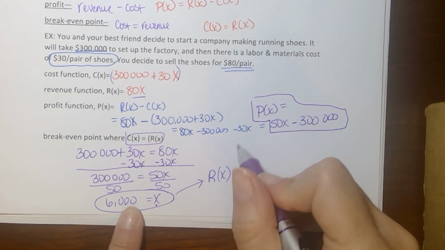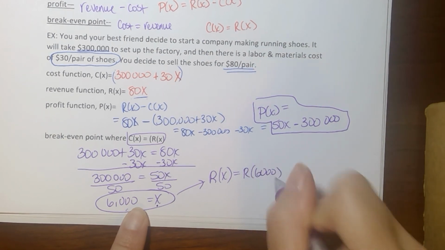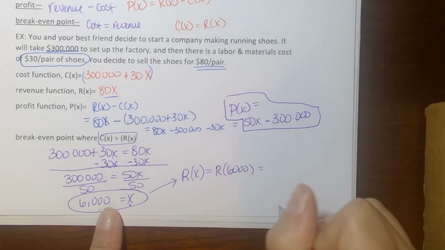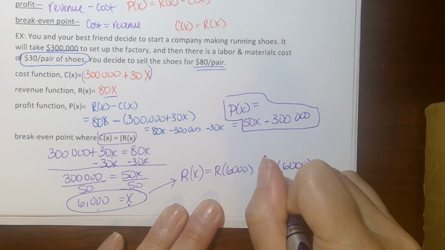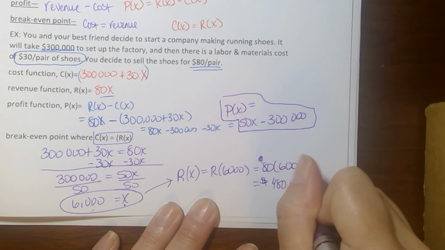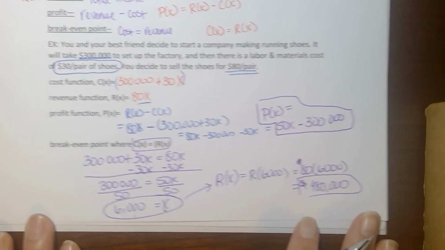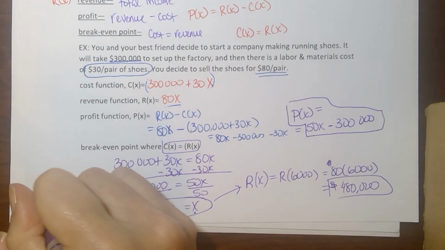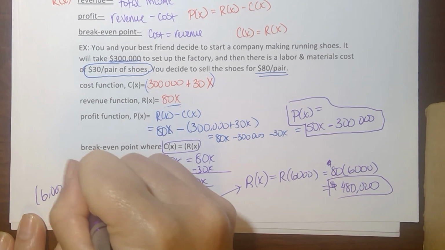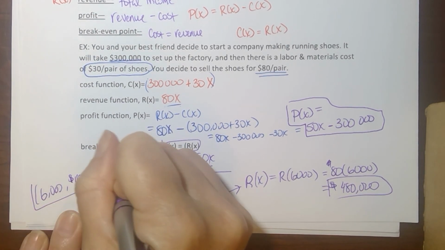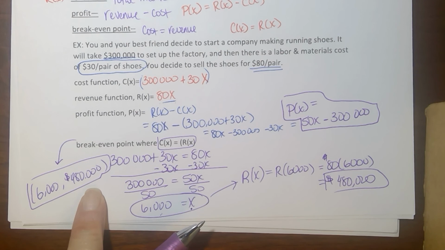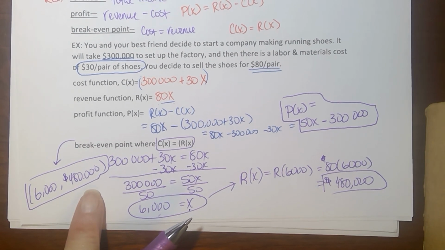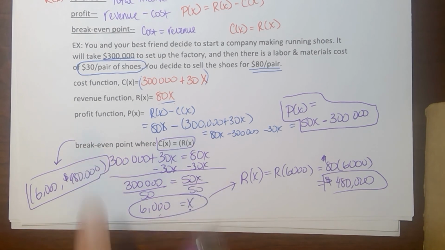So if I do R of X as R of 6,000, because that's the number of pairs of shoes where I've broken even, I've got 80 times 6,000, which means, because that's $80, right? That's $480,000. That's my break-even point. If I write that as an ordered pair, that's 6,000 and then 480,000 on a graph. That's my break-even point. When I have made and sold 6,000 pairs of shoes, I have spent and brought in $480,000. Is that my bank account? No. That's where I've broken even. That's where I have $0, but I'm no longer in debt.